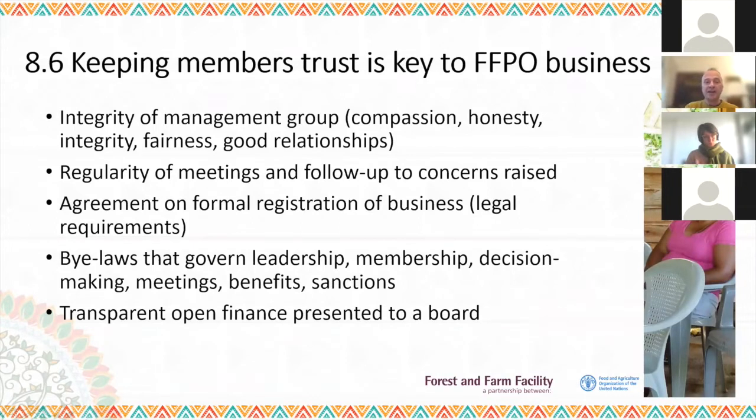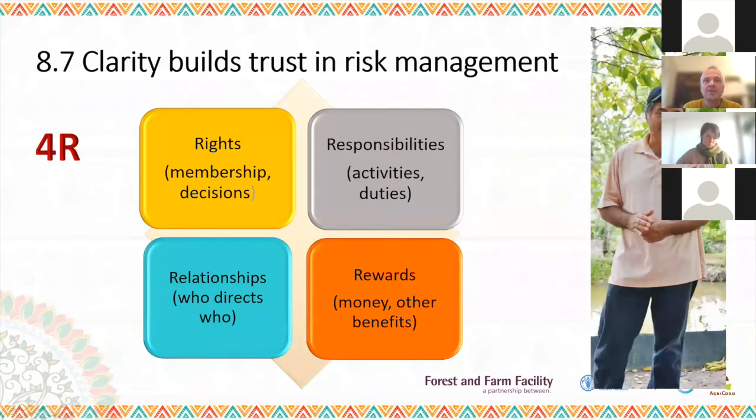So annually, we're going to have a meeting where we look at the challenges for the year ahead, and we're going to assign people who are responsible and so on. And you can write that into the bylaws. And having transparency so that any costs associated with these actions are clearly presented to the board or management committee of the business. So clarity builds trust in risk management.